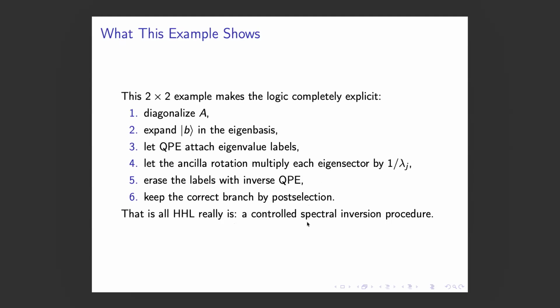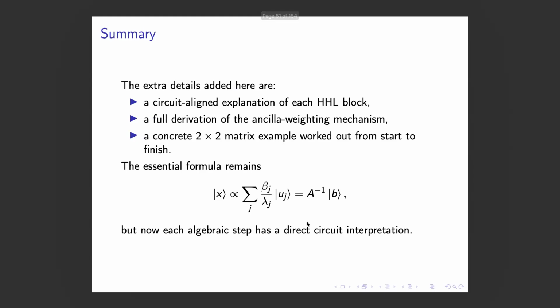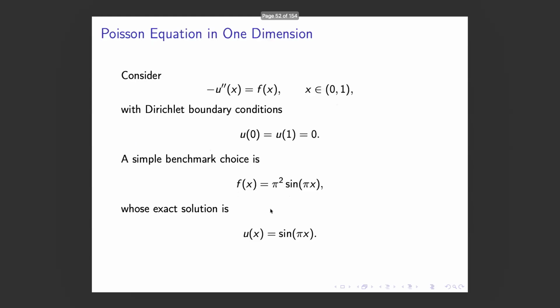If you want to give the HHL a kind of generic wording, the way I like to think of it is a controlled spectral inversion procedure. So what we've seen is essentially the essential formula which we will cover. Now, what I want to do now is to say a little bit about the Poisson equation.